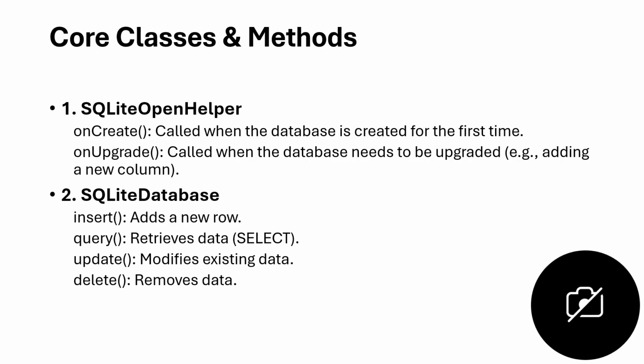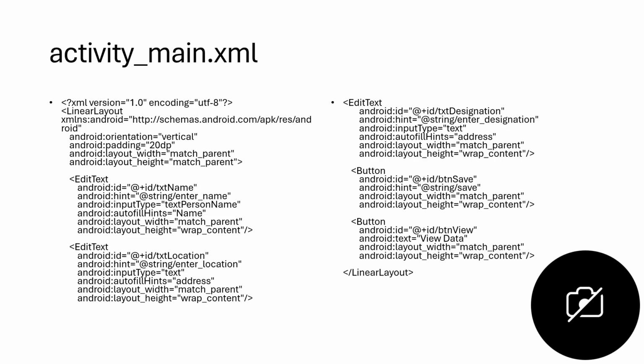So next one, core classes and methods. The main classes and methods are SQLiteOpenHelper. The onCreate method is used to create the database. onUpgrade updates the database structure whenever the version changes. SQLiteDatabase performs the following operations: insert, query, update, delete, and all operations. It can perform the required operations. These methods form the foundation for all database operations performed in an Android SQLite.